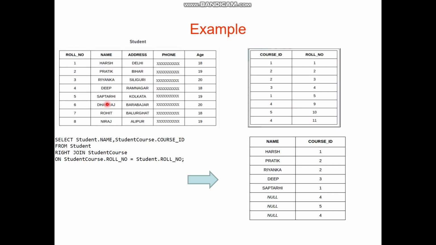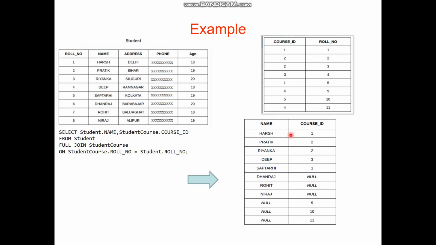So moving on to the right side, it will now include 9, 10, 11. Why? Because the roll numbers 9, 10, 11 don't have any matching records here. So 4, 5, 4 will come from this right. And if you are using full outer join, it will show the records from both the tables.